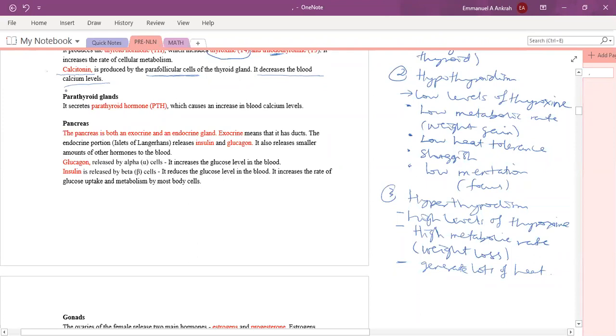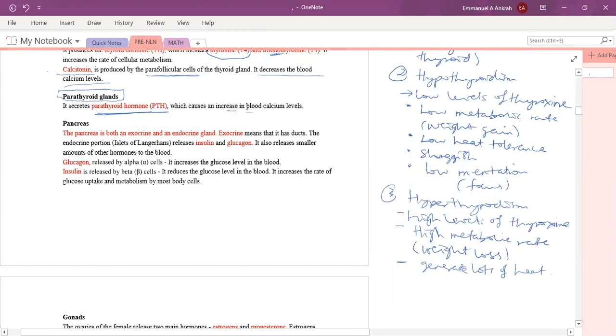Okay. Now let's talk about the parathyroid gland, the parathyroid. Now the parathyroid glands, as I said, are located on the thyroid gland. The function is to produce the parathyroid hormone, PTH. The function of the parathyroid hormone is to increase the calcium level in the blood.